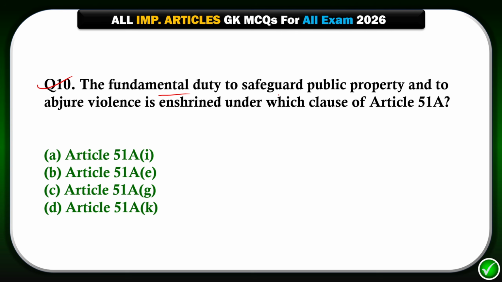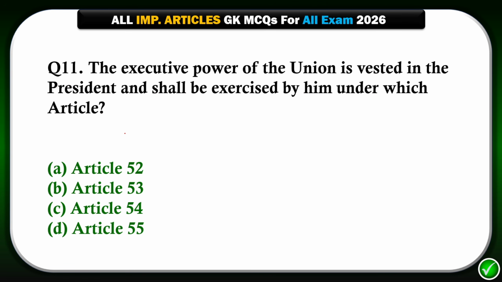10. The fundamental duty to safeguard public property and to abjure violence is enshrined under which clause of Article 51A? Option number A is the right answer, Article 51A subclause I. 11. The executive power of the Union is vested in the President and shall be exercised by him under which article? Option number B, Article 53.